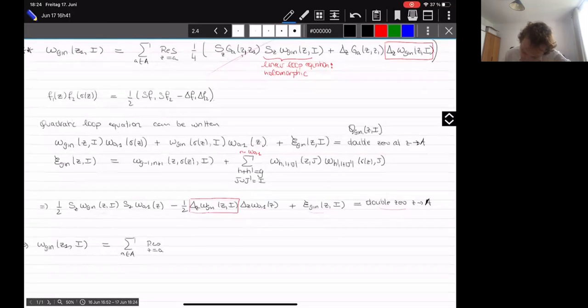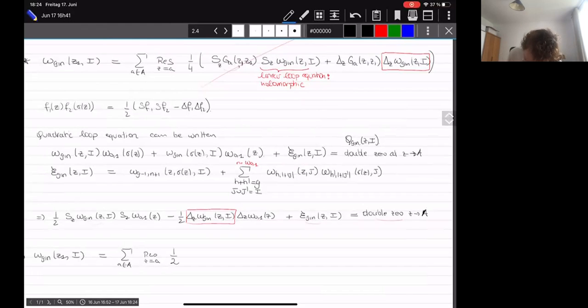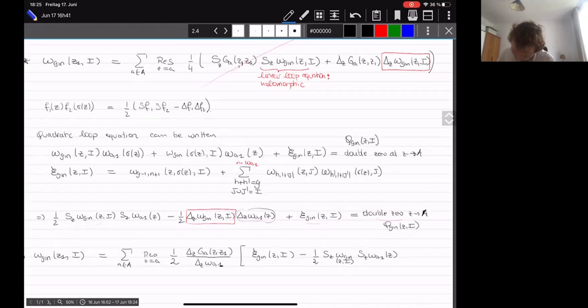So residue when z goes to a, so the 1 over 4 becomes a 1 over 2. We have to divide by this to isolate delta z w g n. Okay, and then what do I get? I'm going to get the e minus this half of S omega gn S omega 0 1 and this thing which I call Q, which comes with, let's see, a Q that was a plus and that comes with a minus sign.